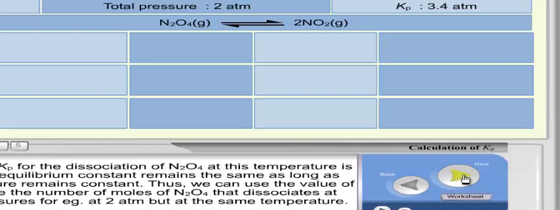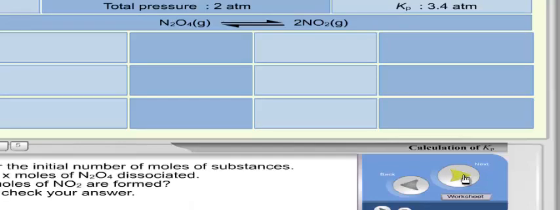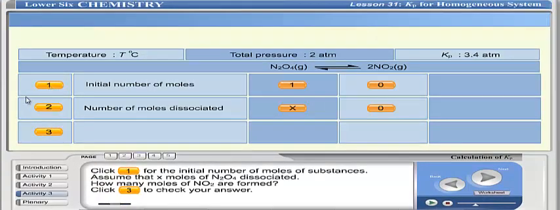Thus, we can use the value of Kp to calculate the number of moles of N2O4 that dissociates at different pressures, for example, at 2 atmospheres but at the same temperature. Click the button 1 for the initial number of moles of substances. Assume that X moles of N2O4 dissociated. How many moles of NO2 are formed? Click the button 3 to check your answer.